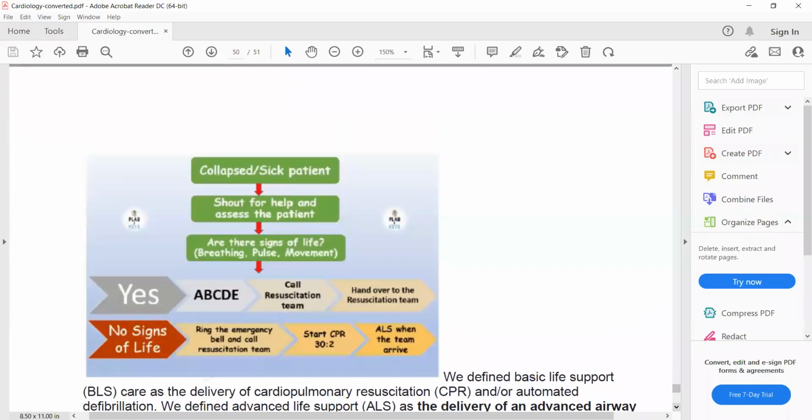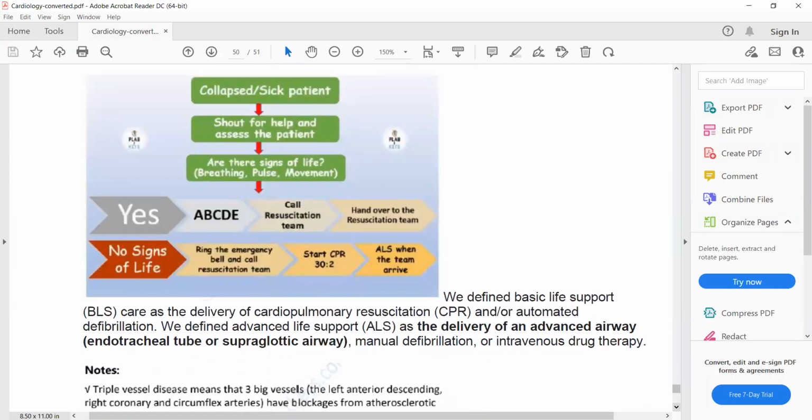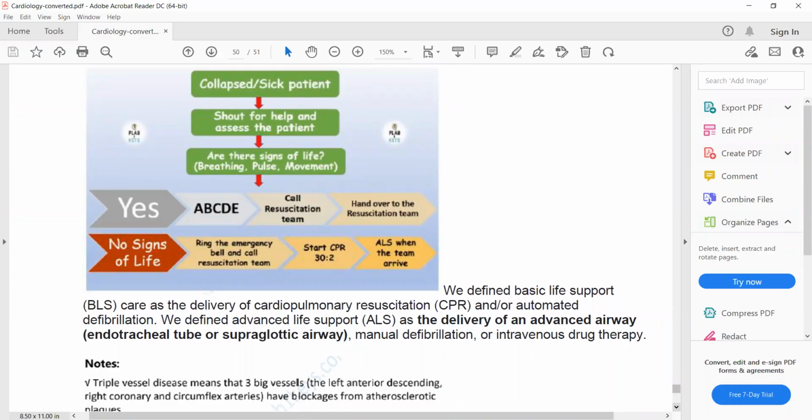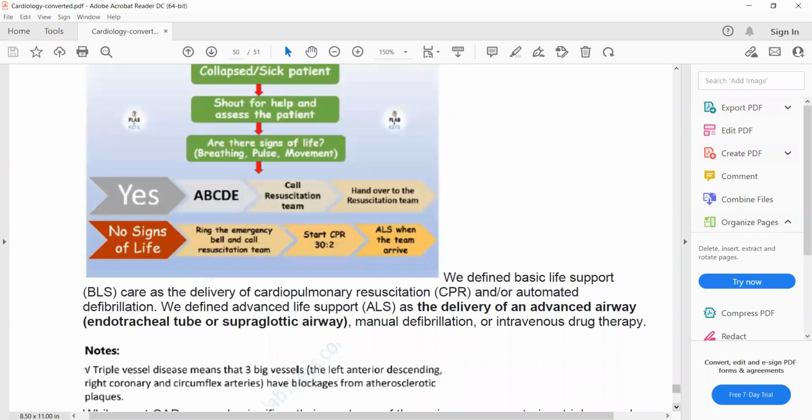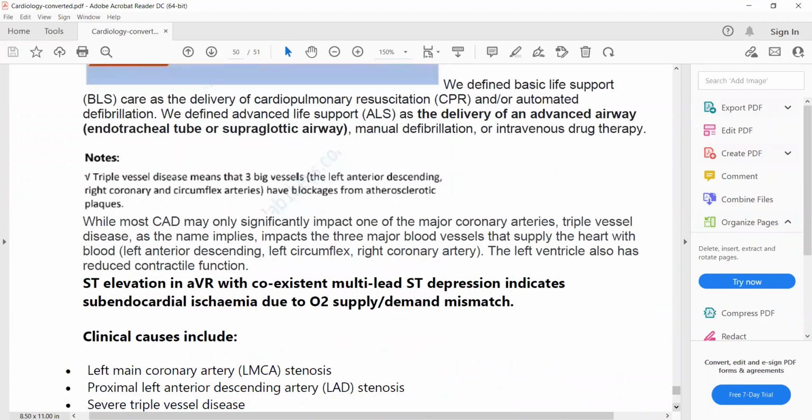So there are two pathways. One is if the patient has a pulse or is breathing or there are signs of life, then you will follow the ABCDE approach. And if there are no signs of life or no pulse, you will ring the emergency bell and start the CPR and wait for the resuscitation team to arrive, and ALS when the team arrives.